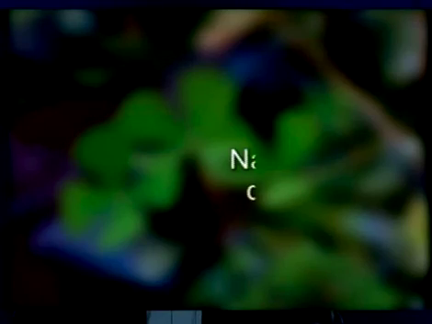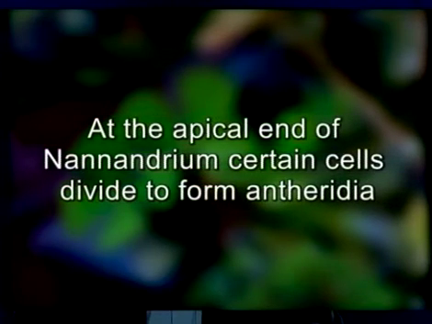The remaining portion of this androspore germling divides transversely into a small filament called the nanandrium. At the apical end of this nanandrium, certain cells divide transversely and form antheridia. And each antheridium produces two sperms. The sperms on maturity are liberated from these antheridia, and they swim freely in water, remaining in search of the oogonium.